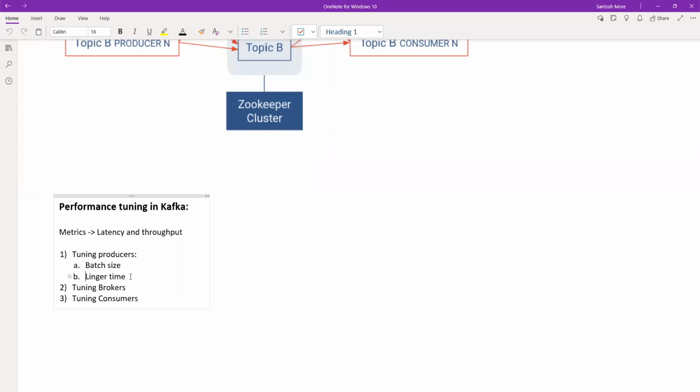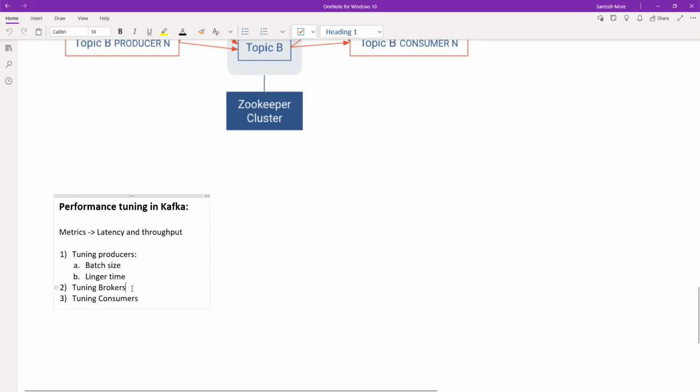Or else it will have an inconsistent throughput. Sometimes it will have a very good throughput and sometimes it won't. So these are the two ways you can tune based on what your application demands and what is best for your application. So that is the way you can tune the producers.